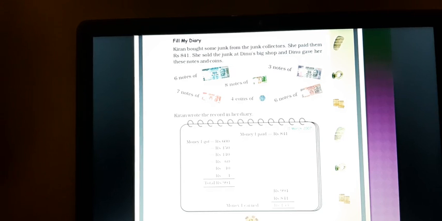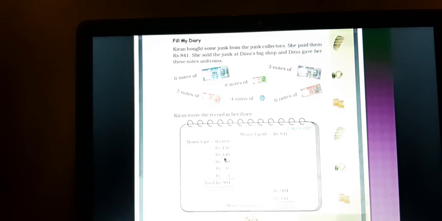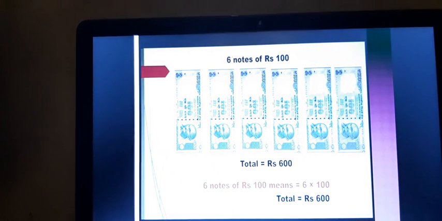So later on, what happened here? Kiran wrote the record in her diary. How did she write that? See, money I paid ₹841 on 11th March 2007. So money I got. Whatever she got, she has to write. So it is seen in this way. We can see here. See, now six notes of ₹100. So six notes of ₹100 means how much did it become?